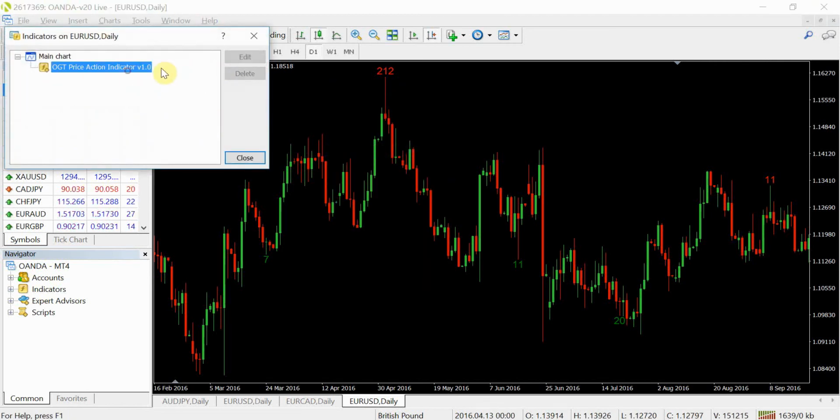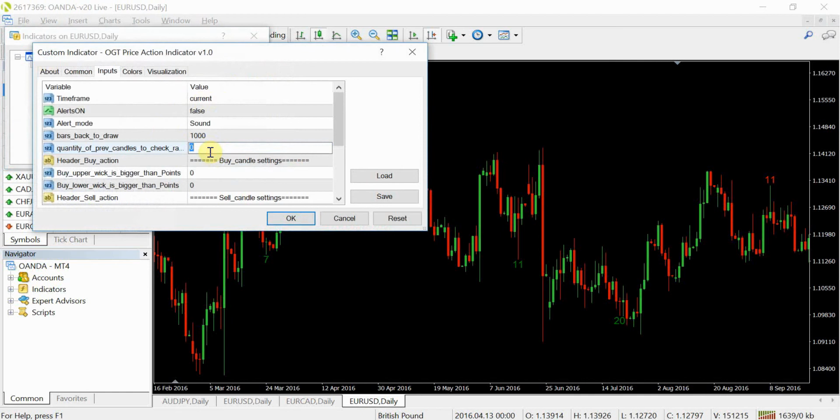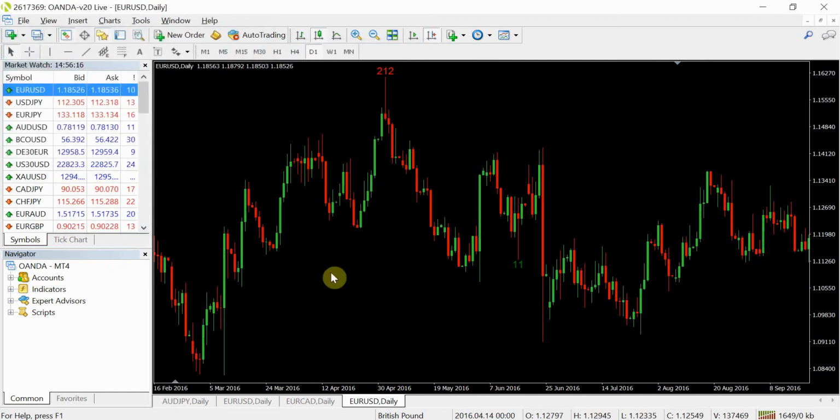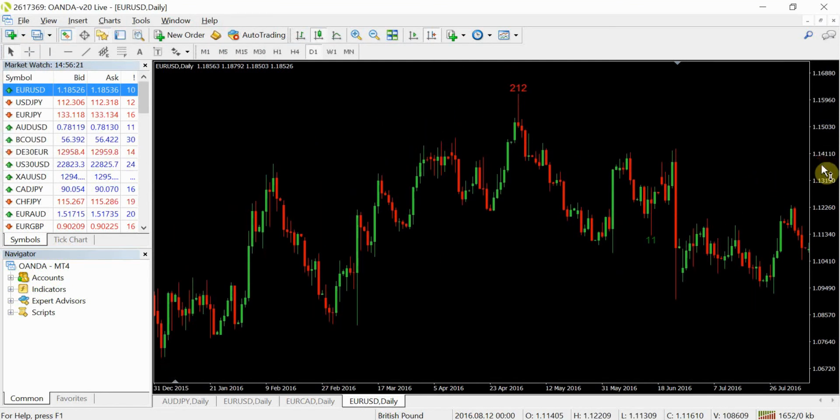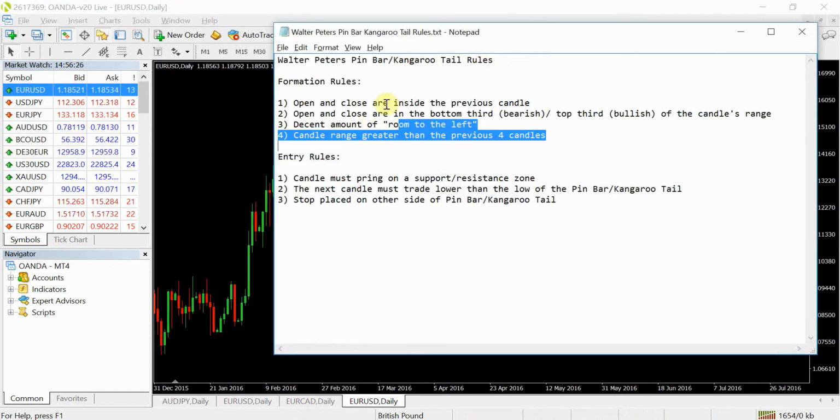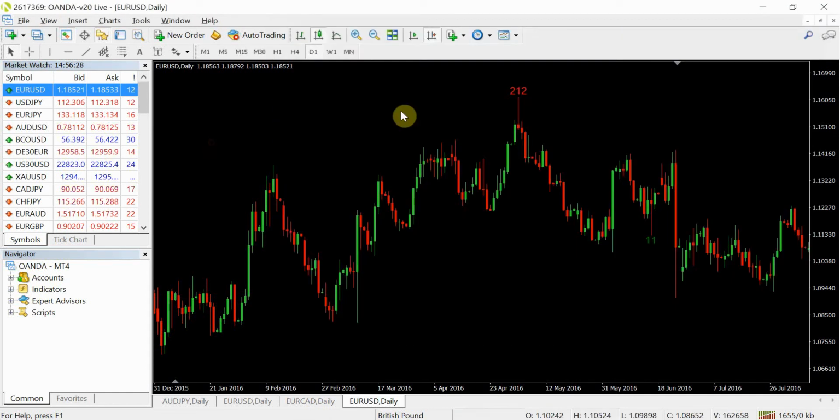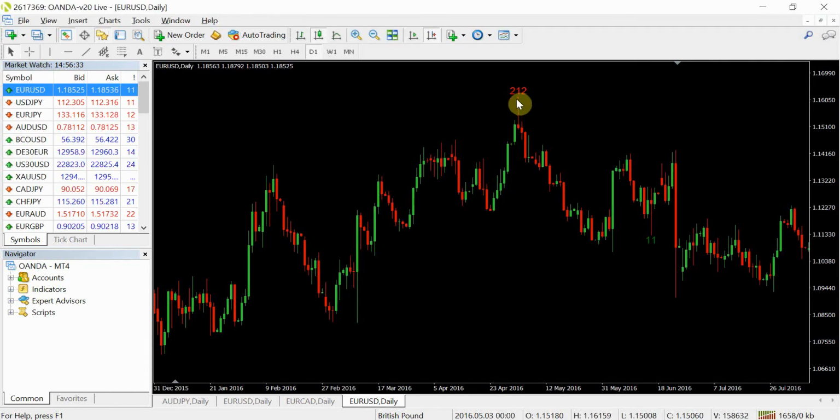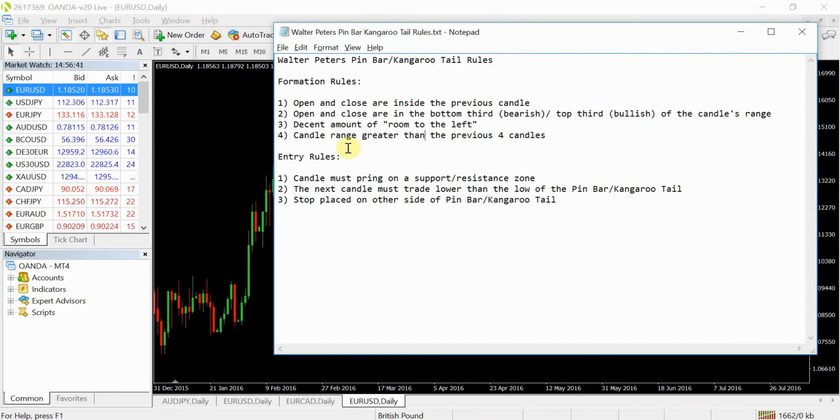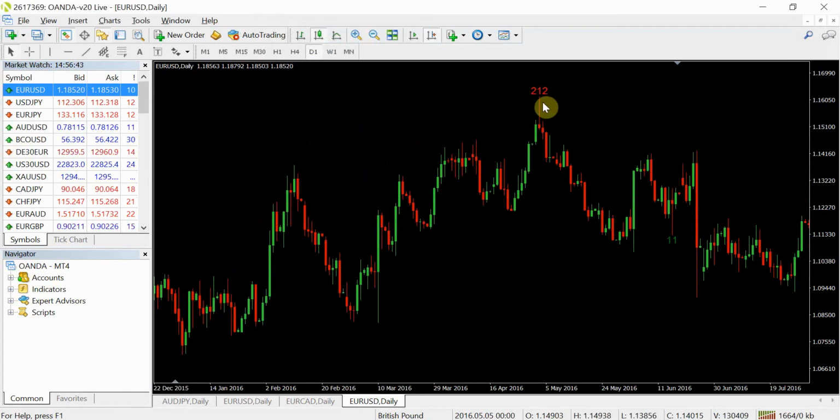I think if I put 4 back on here, yeah, it does. So you can see here that this is classic textbook. If we go through the rules: open and close inside the previous candle, open and close in the bottom third. Yep. Decent room to the left. Price of the top 25% of this wick, price hasn't touched it for nearly a year. Yeah, a long time. And the candle range is greater than the previous 4.